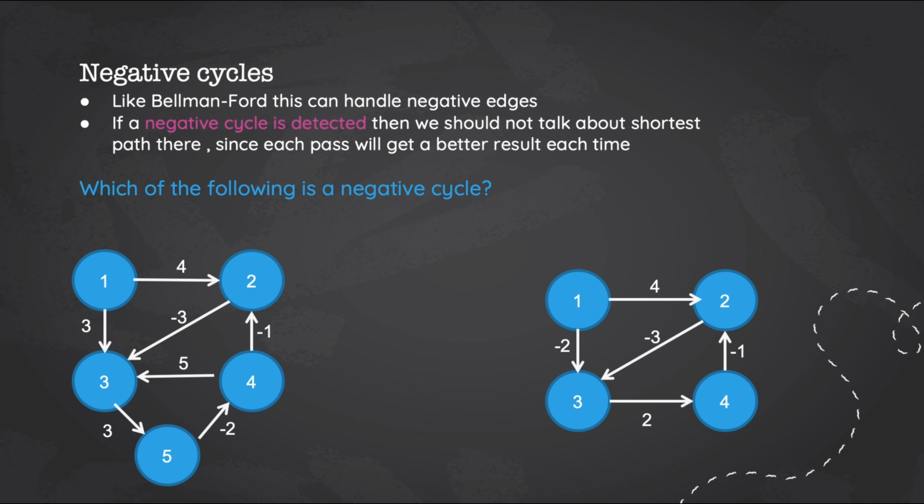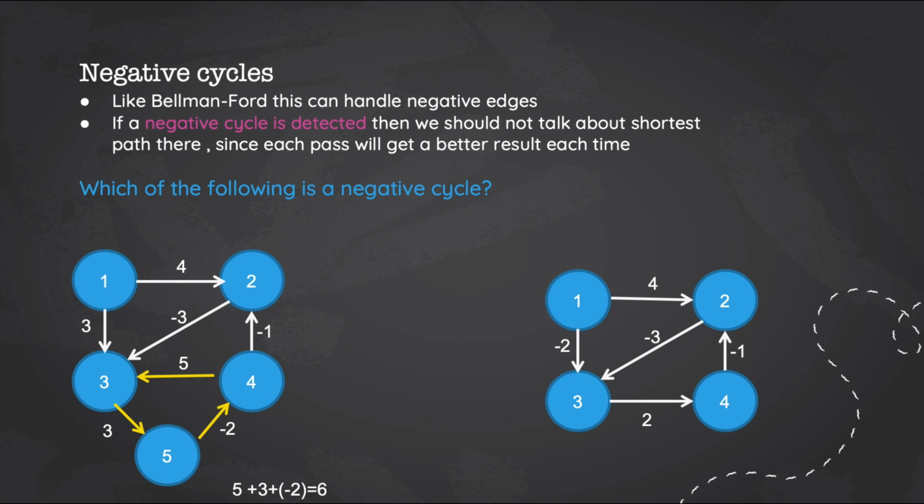We have two graphs below. Let's see if we can find a negative cycle. The first graph has a cycle from 3 to 5, 5 to 4, and 4 to 3. We add up the weight of the edges and we get 6. This is positive, so this is not our negative cycle.